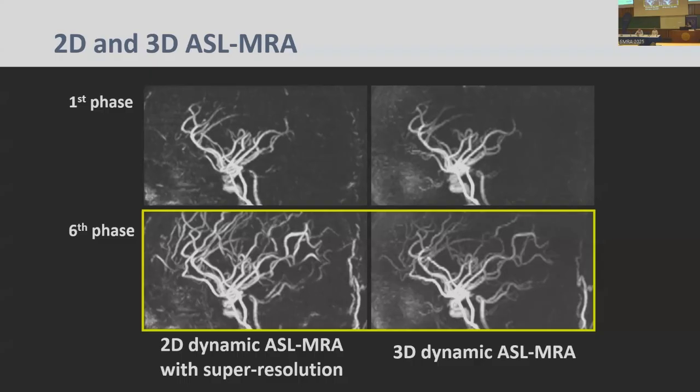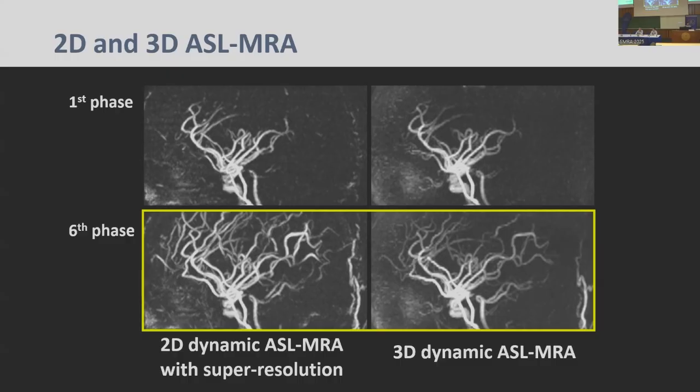So here are example images of the conventional 3D acquisition and 2D acquisition with super resolution. As expected, the 2D acquisition can visualize more distal arteries in later dynamic phases. And actually it's quite clear with the help of super resolution.